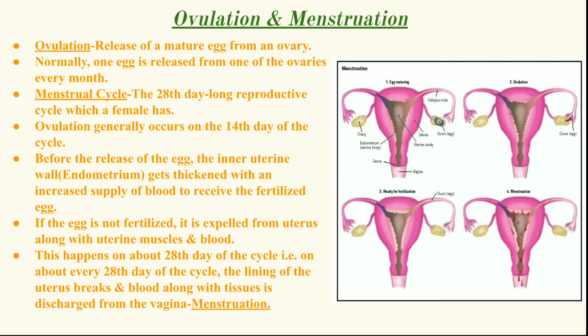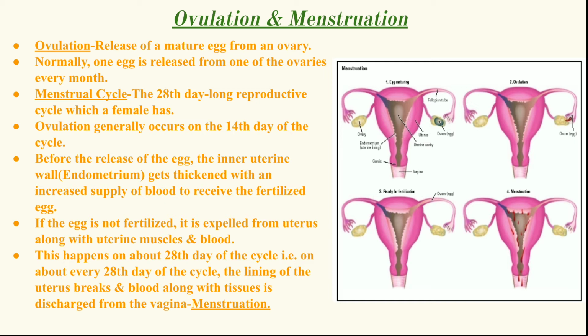The bed disintegrates and comes out through the vagina with all the tissues and blood. This bed is of tissues and blood. When the egg is not fertilized, the whole bed disintegrates and comes out of the body as the menstrual cycle. This menstrual cycle happens within a 28-day span. After every 28 days, generally the female has this reproductive cycle.